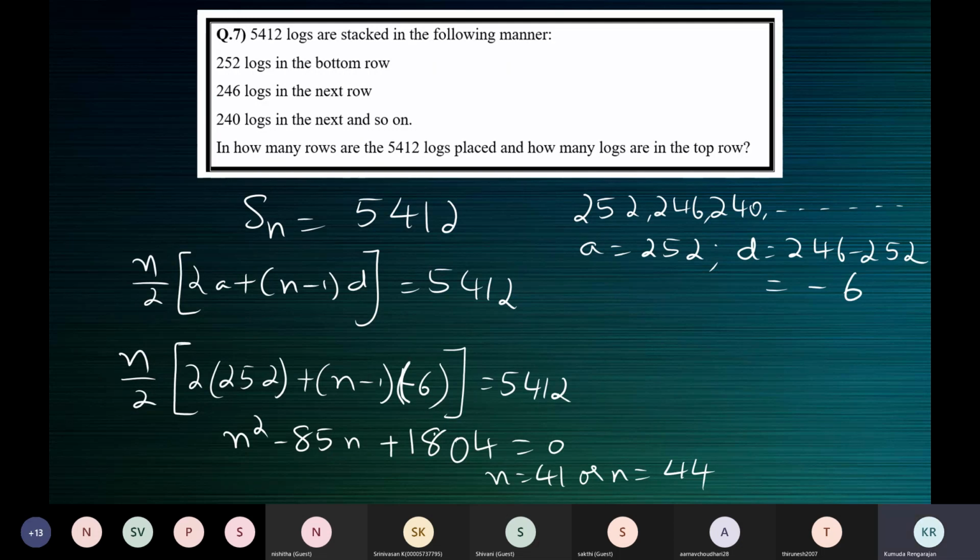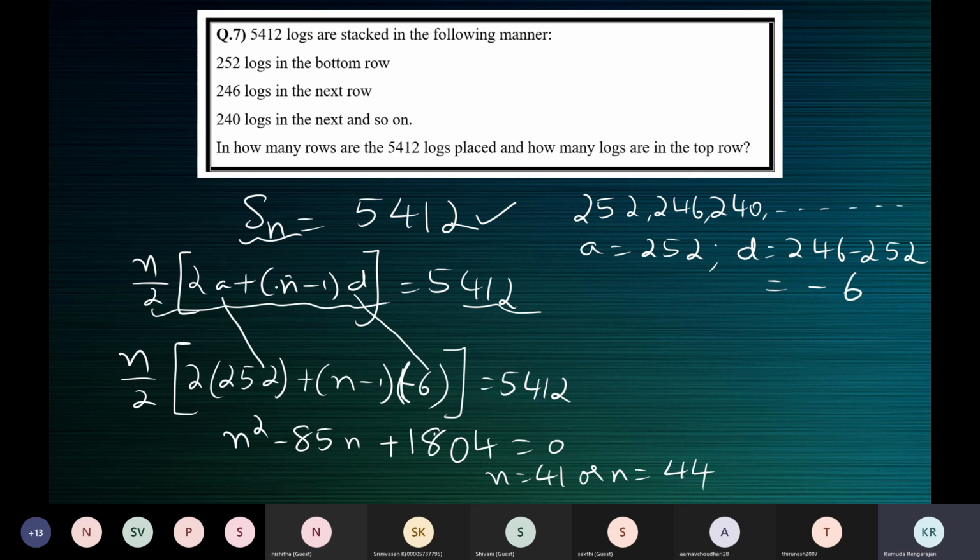The terms of the AP are 252, 246, 240. The common difference is negative, children. It's -6. The common difference is -6. Sn is equal to 5412. If you can write that, then Sn is n by 2, 2a plus n minus 1 into d is equal to 5412. Substitute the values of a and d.